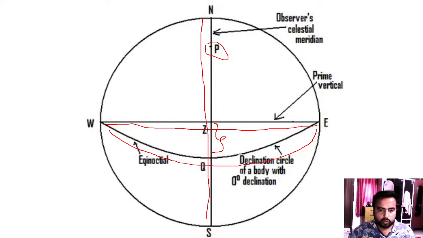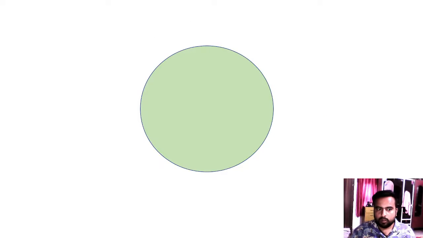I have not shown the body over here, so I have not shown the declination of the body. Over here we have P and Z, and X is missing. So we will see it in our next diagram. For this, I have just created a circle, and you and I will together draw this diagram so that there will be clarity for this concept.